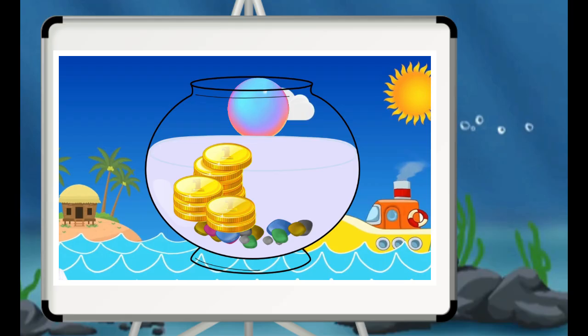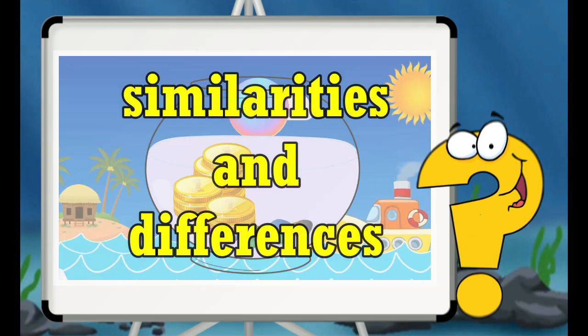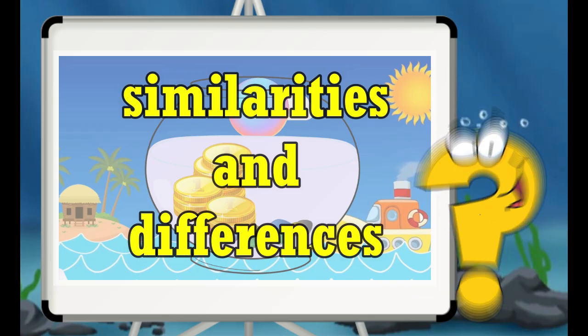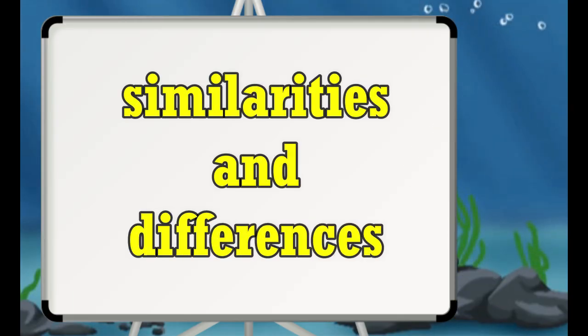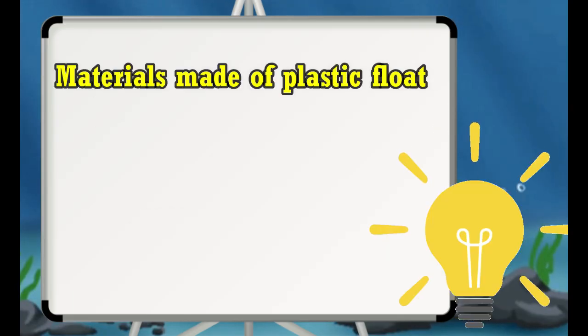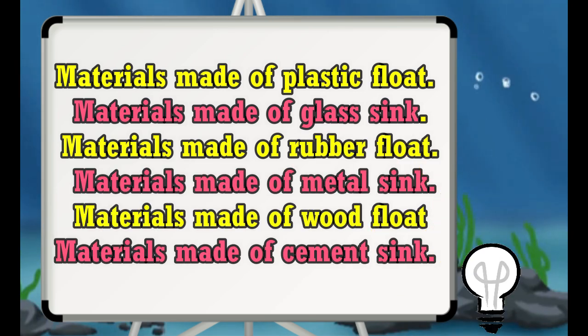As you can see in the picture, some objects floated and some sank. Do you know the similarities and differences in the characteristics of the materials that you think affect floating or sinking? Now, let us know its differences and similarities. Materials made of plastic float. Materials made of glass sink. Materials made of rubber float. Materials made of metal sink. Materials made of wood float. And the materials made of cement sink.